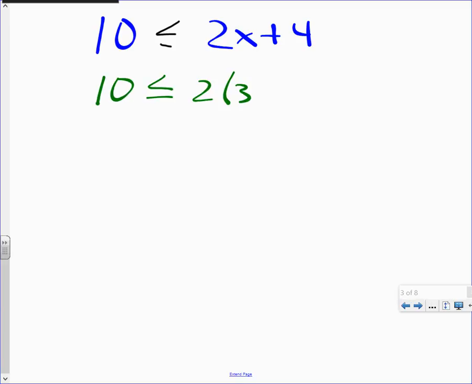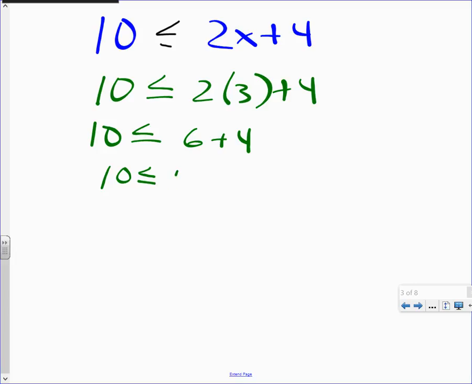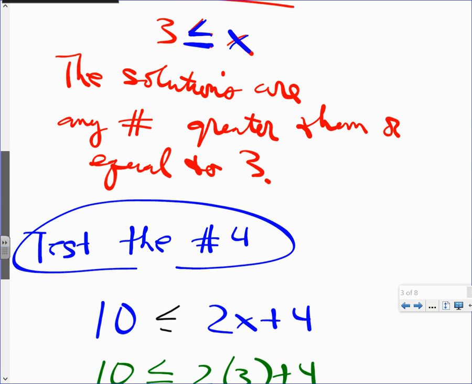2 times 3 plus 4. Let's see if this is true. Is 10 less than or equal to 6 plus 4? Is 10 less than or equal to 10? Yes, that's true. Look, 10 is equal to 10. That's a true statement. It satisfies. All right.